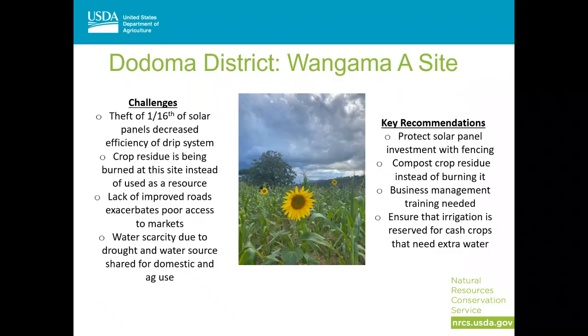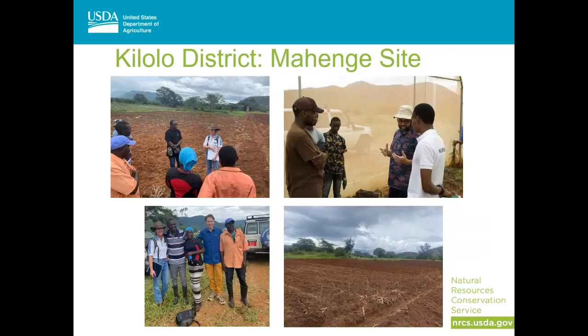Composting crop residue instead of burning it was another recommendation. They stated that they needed business management training, and there's also some training needs around ensuring that irrigation is reserved for cash crops that need extra water. So this year they were using them for tomatoes as opposed to sunflowers, which will be okay without the extra water.